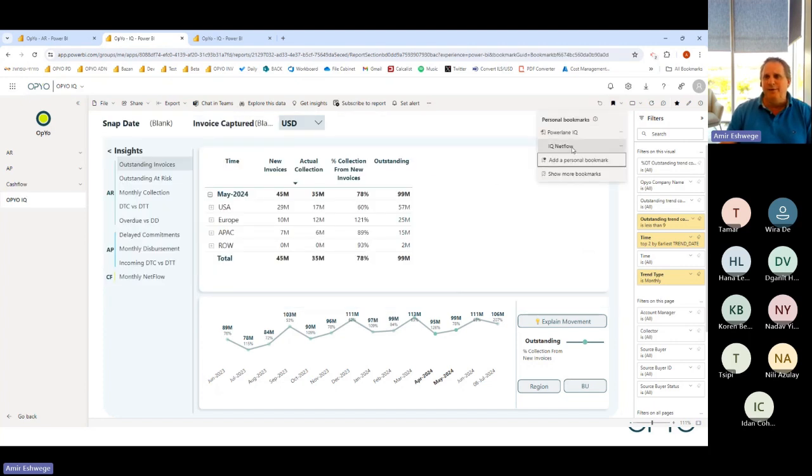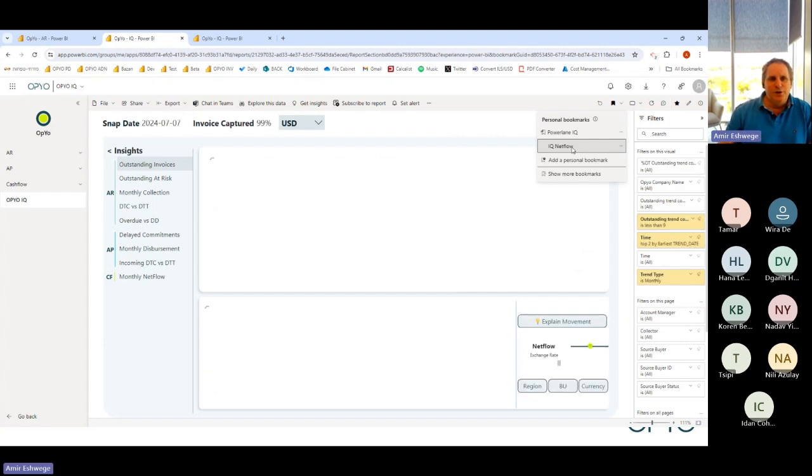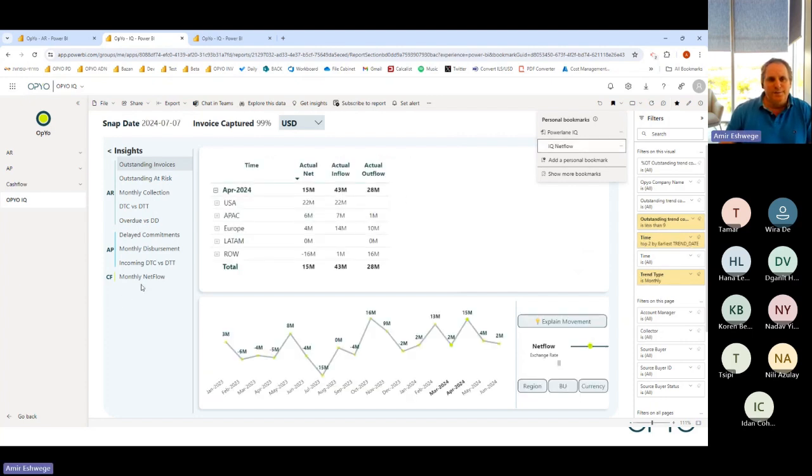I think I saved a specific view on a net flow. And just make sure what I did over here. So I want to look at a monthly net flow. So for example, also here, we do see a change between March and April between a net flow of $2 million to $15 million. We do see an increase, and we want to understand where that comes from.